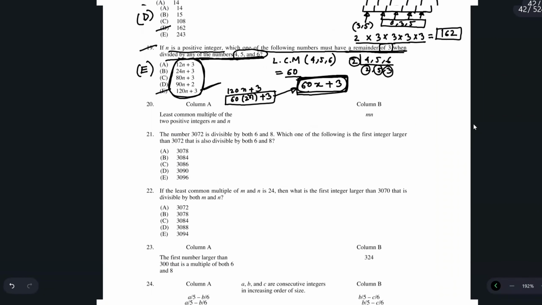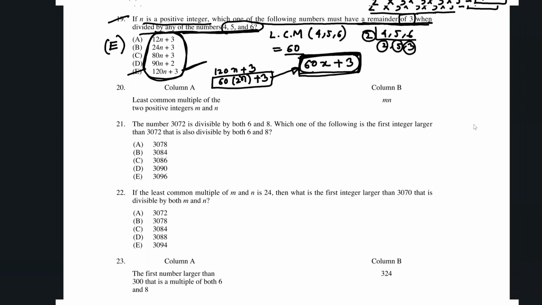Here in this problem 20, we can see that in column A, we are given the least common multiple of two positive integers m and n, and in column B we have m times n. So we have to figure out which value is larger or smaller, or they're equal, or we cannot decide. If we take two positive integers where one number is divisible by the other, for example 2 and let's assume the other number is 4, let's try some example with smaller numbers so the calculation becomes easy.